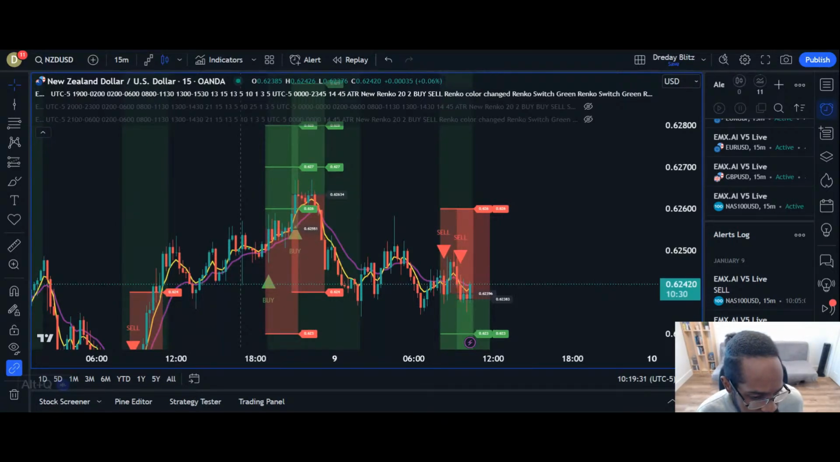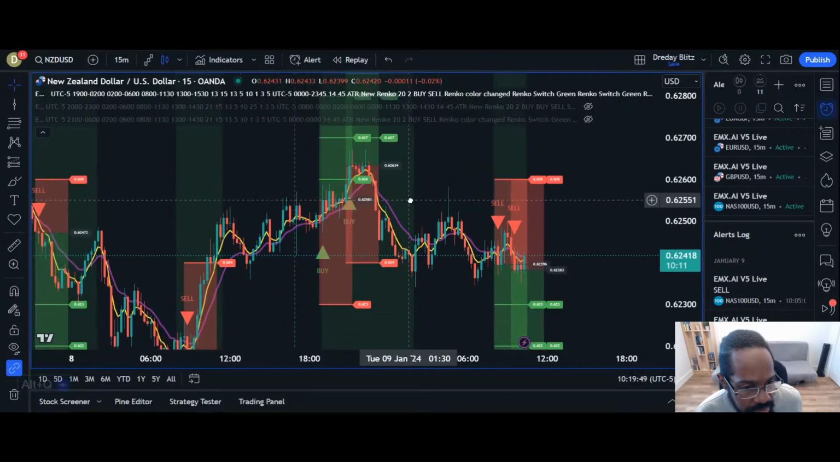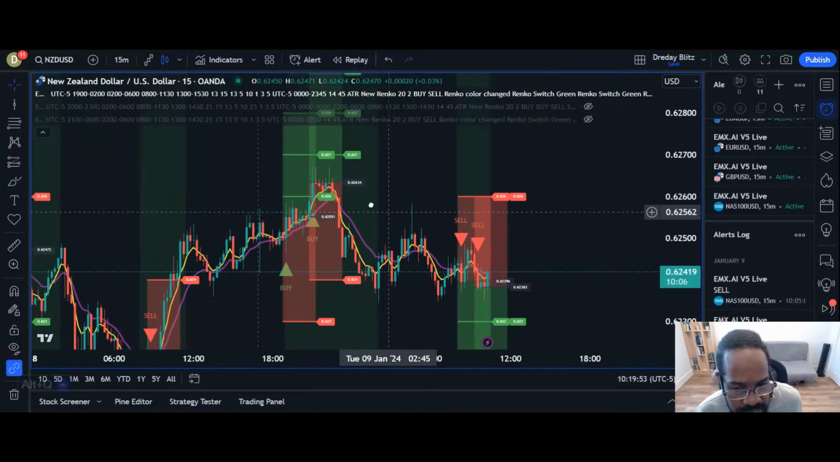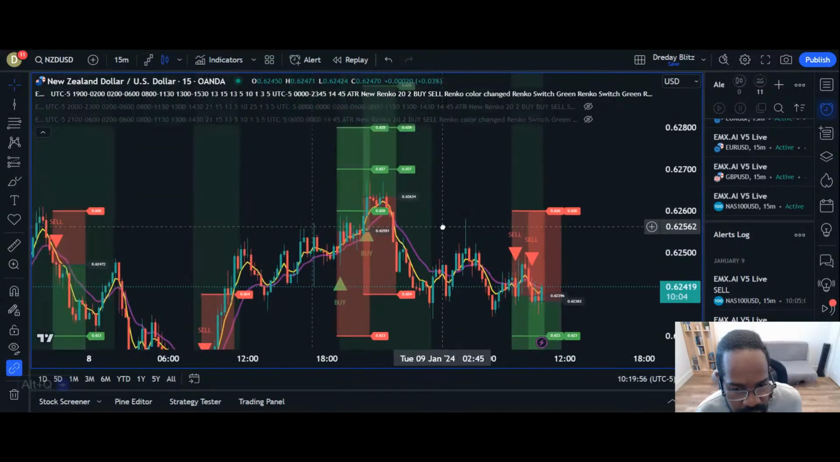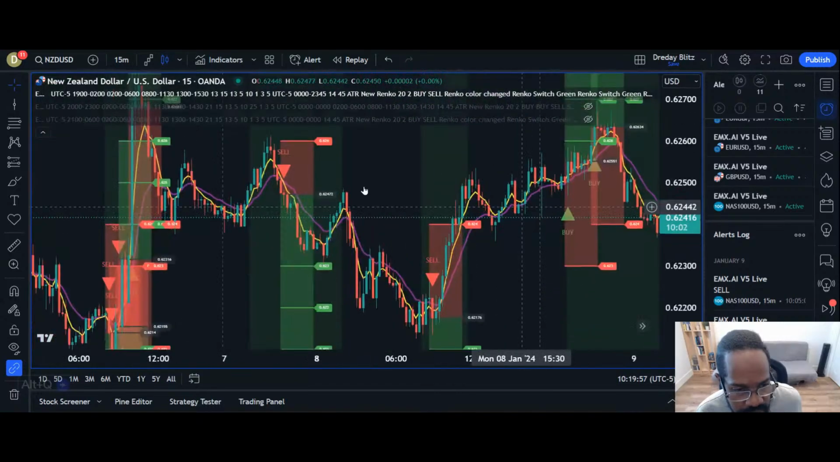So NZD, it's 7 p.m. till 2, and US is 8 a.m. until 12. Okay, so it's the same sessions here as AUD CAD. So the settings, I don't have to change anything off of the settings. So basically this is the settings here for NZD USD.